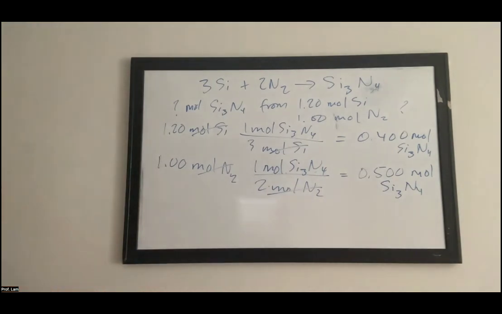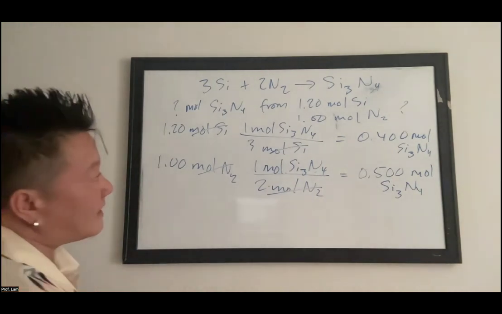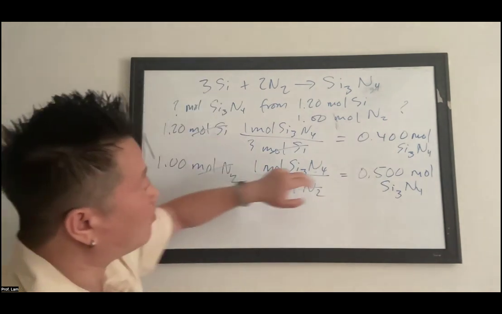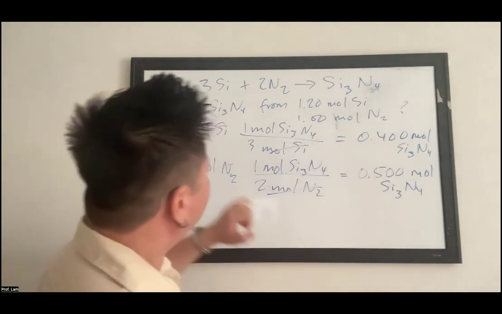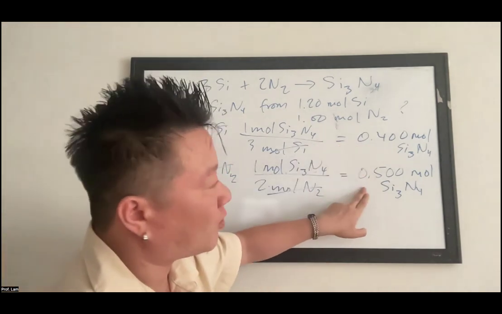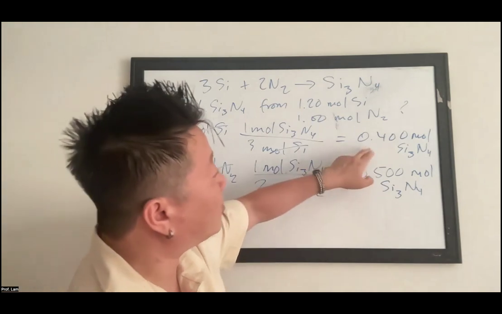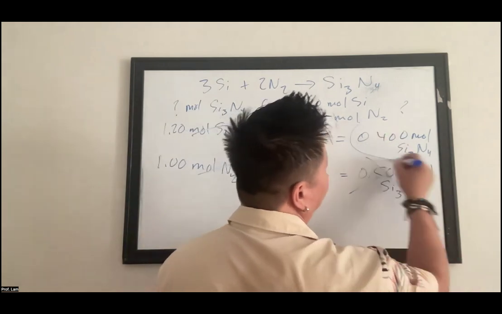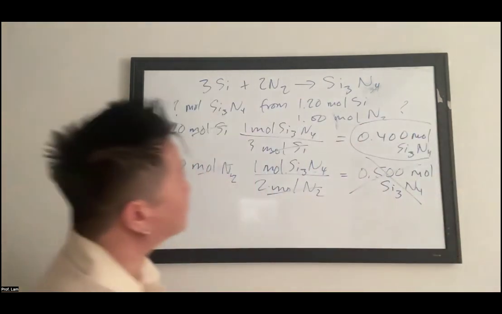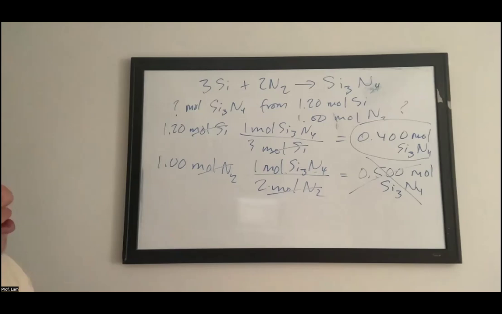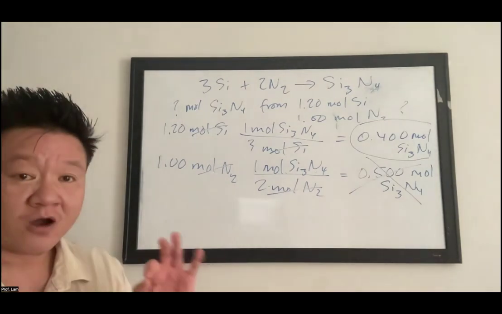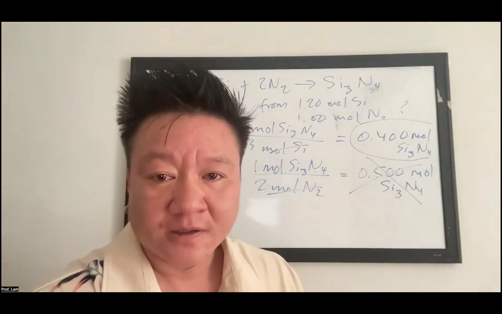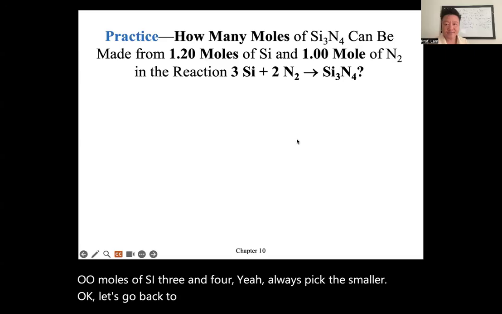Okay, so now you can see that what we're saying here is from the moles of Si, we can make this much Si3N4. From this much N2, we can make 0.5. So in reality, we can only make how much? Always pick the smaller number. So this, we don't even care anymore, right? That's our answer: 0.400 moles of Si3N4. Again, always pick the smaller number. Okay, let's go back to our slides.